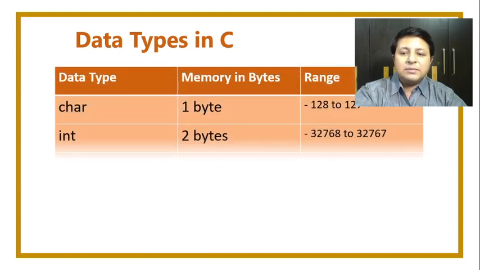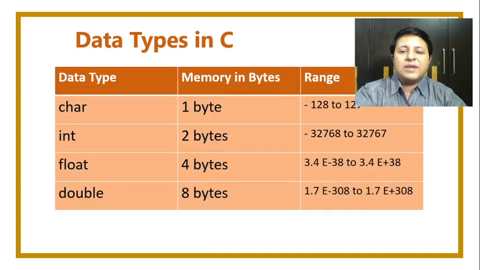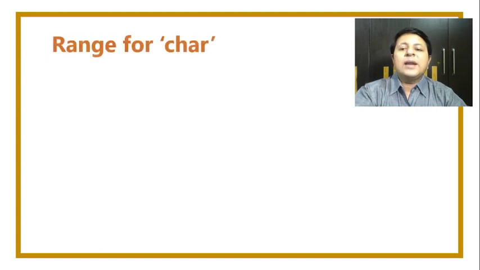Let us first start with the data types in C. These are the majority of the data types that we have in C programming: char, int, float and double, with their memory in bytes as 1 byte for char because it uses ASCII codes, int takes 2 bytes, float 4 bytes and double 8 bytes. Out of that we will be focusing on int, but to understand the concept, let us start with the simple one, that is the range for char data type.